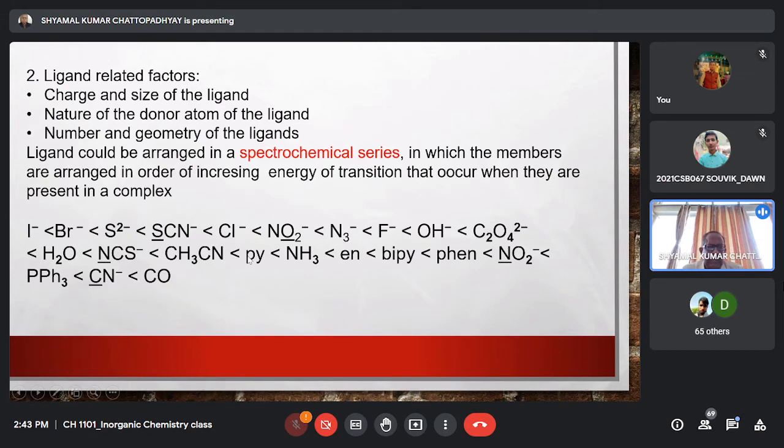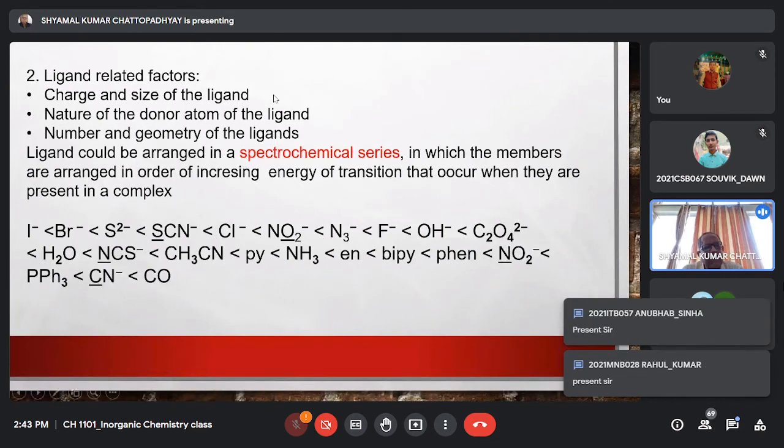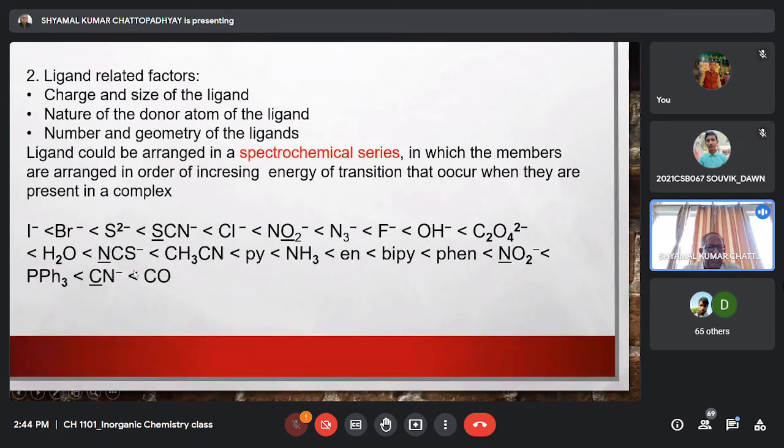Now in the spectrochemical series, several things you can notice. As I have told you, iodide, bromide, chloride, fluoride: you can easily see that as the size increases, the crystal field increases, right? The effect of the donor atom is also seen in thiocyanate, which can be S-bonded or N-bonded. S-bonded thiocyanate sits here in the series, whereas N-bonded thiocyanate has a much stronger crystal field splitting compared to S-bonded thiocyanate.